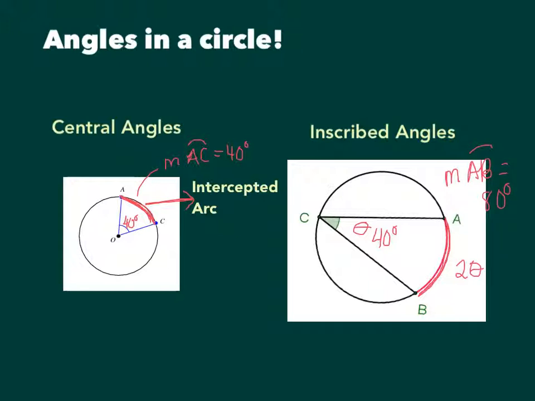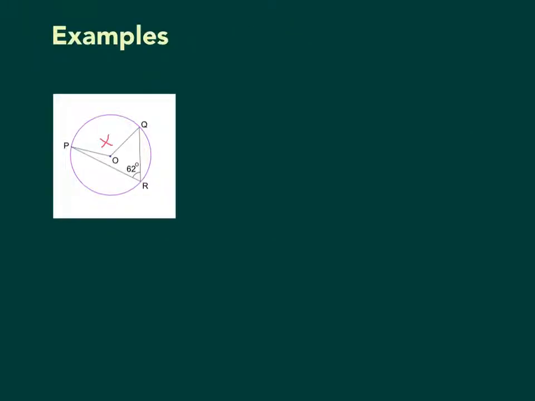Similarly, if you knew the measure of the arc to be 80 degrees, we would divide that by 2 to go back to what the angle is. Let's look at a first example.